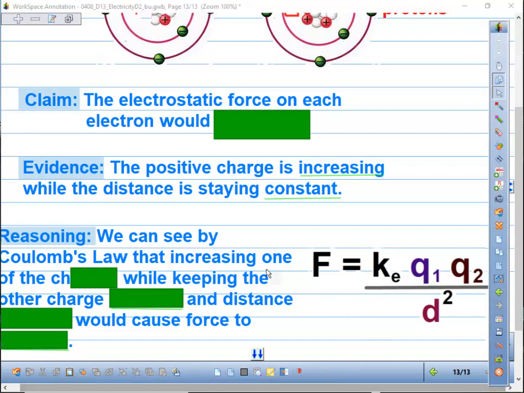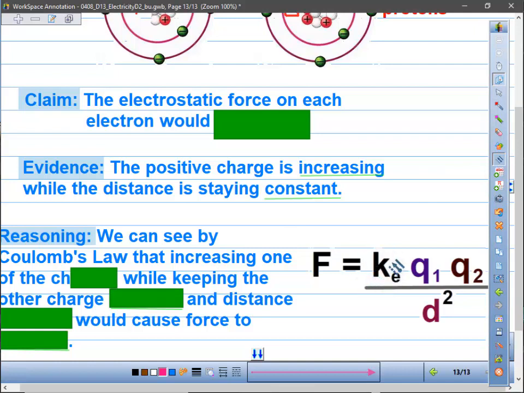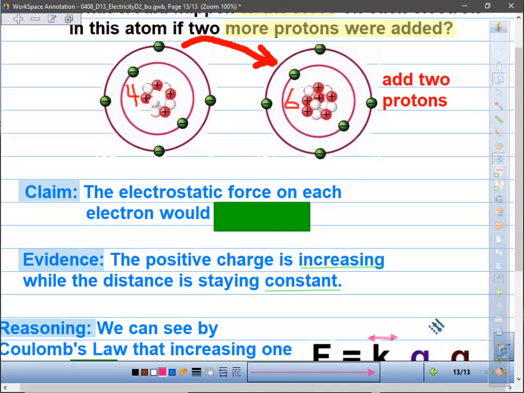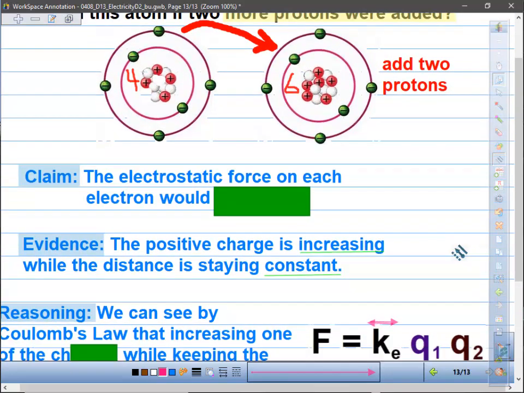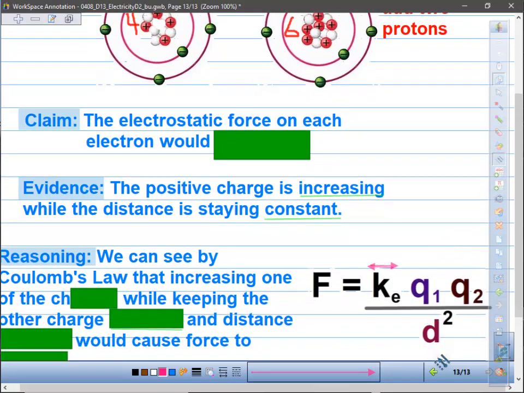Here's Coulomb's law. So before we put the words in, we just got to do the arrows. First, Ke. What arrow goes above Ke? That's constant, right? That's why it's K for constant. It's always constant. Now what about for the distance? What's happening when we go from the first picture to the second picture? What is happening to the distance? It's staying constant. So we put a constant arrow above distance.